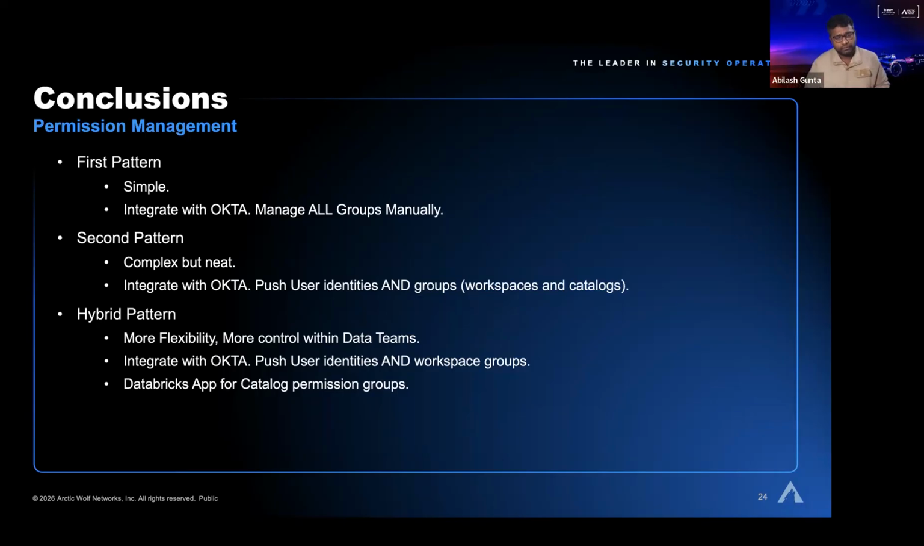And the hybrid pattern, the one that we looked at the end, provides more flexibility, more control within the data teams. We still have the integration with Okta for users. We still have the workspace groups. The initial problems are all solved. But for catalogs, we have our own Databricks app to do it faster than depending on the central teams.